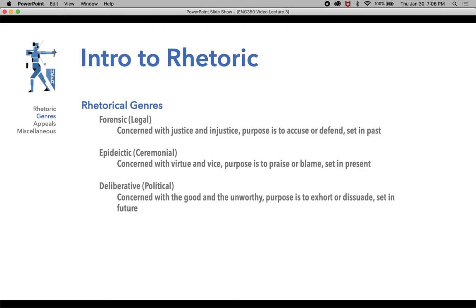And so what I'm asking, you'll see in the assignment, is for you to think about the text that you're using, you're analyzing, in terms of these three genres. To what degree is this text's setting and purpose forensic, epideictic, and or deliberative? And it can be all three. And so that's part of the assignment number one, and part of just understanding the basic foundation of classical rhetoric.